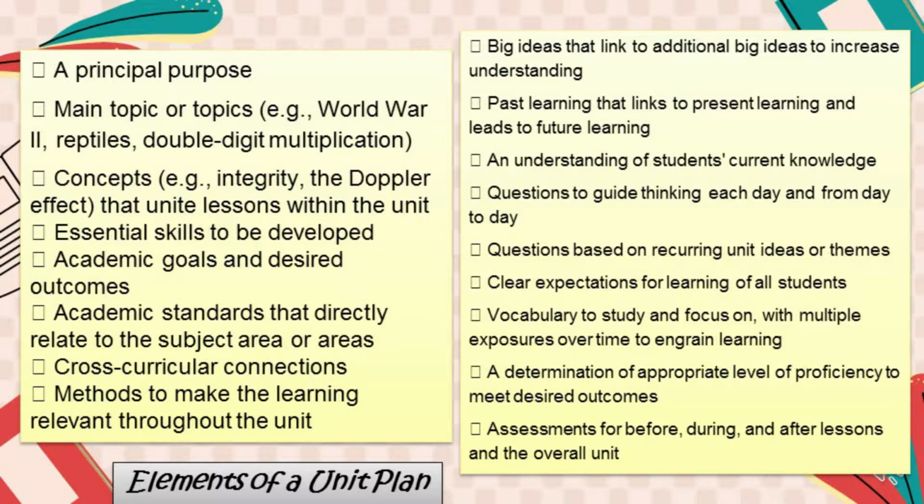Next, academic standards that directly relate to the subject areas. These are one of the most effective guides for instruction when they focus on the essential knowledge and skills in a subject area. Next, cross-curricular connections, methods to make the learning relevant throughout the unit. The teacher will address the teaching methods that will be used. This is an opportune moment to consider the special needs of the students in the classroom. By planning ahead, teachers can include strategies to help ensure the success of every student.